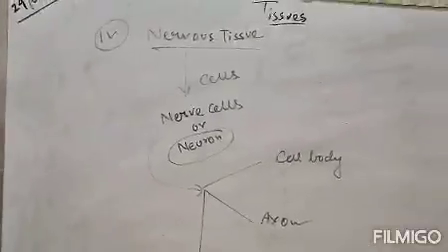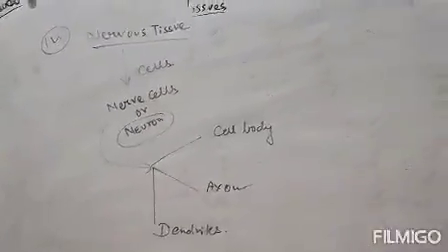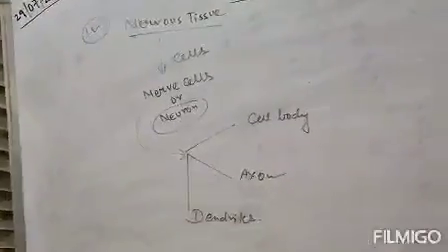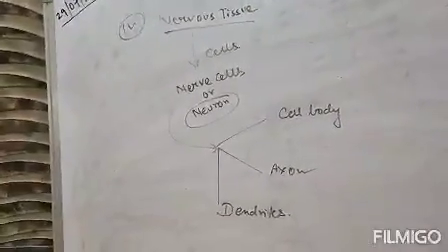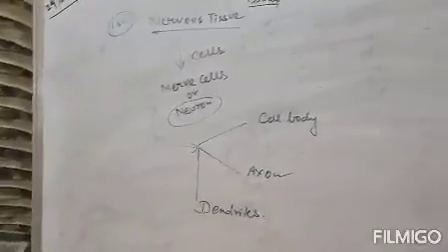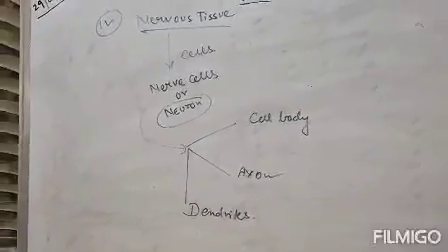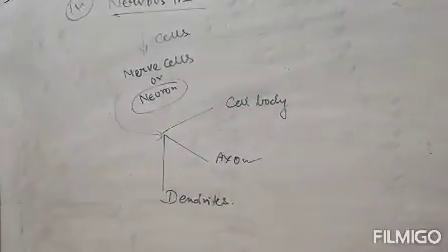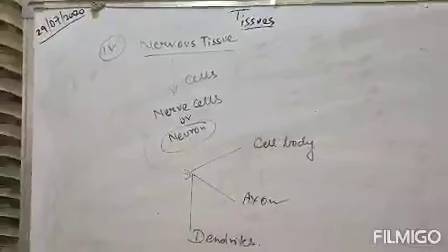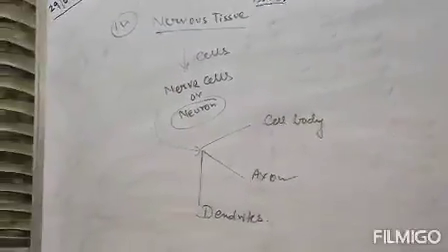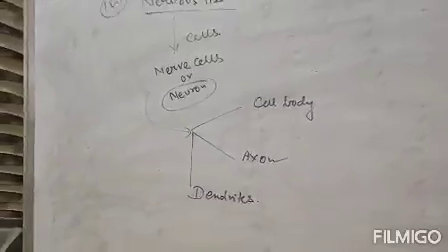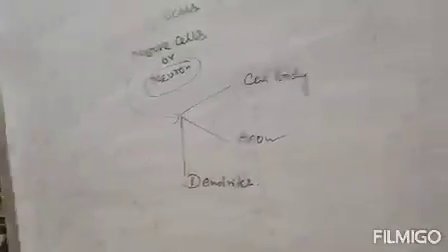Now just open your NCERT book or any reference book, and you can find the diagram of the neuron. Just practice the diagram of the neuron or nerve cell, because it is very important and can come in your question paper. There you can easily find the different parts of the nerve cell: cell body, axon and dendrites.